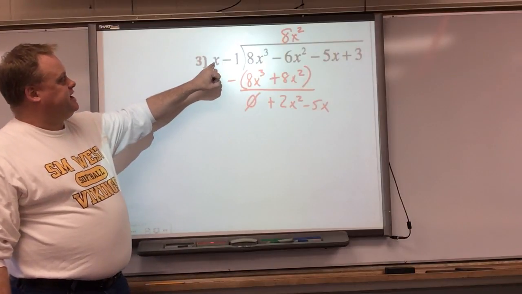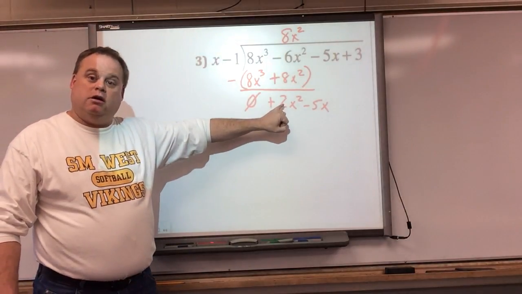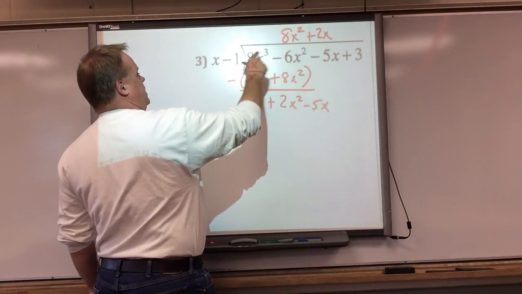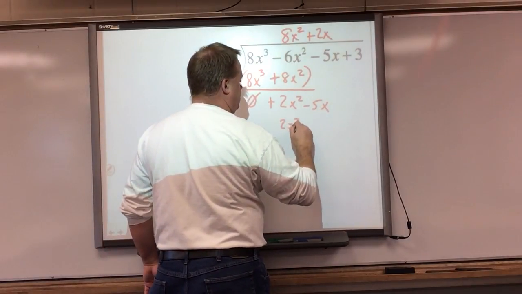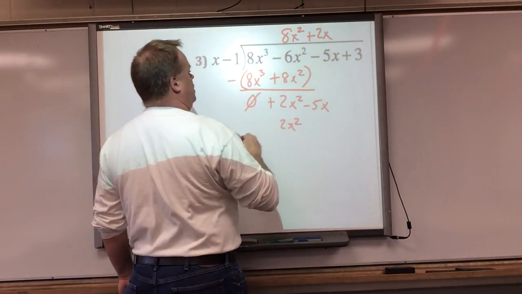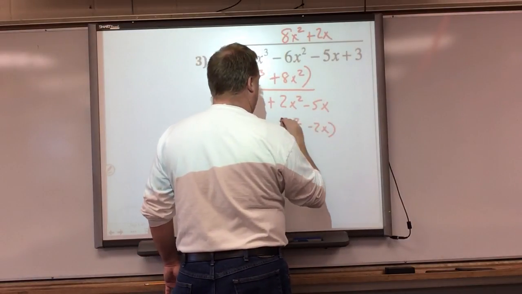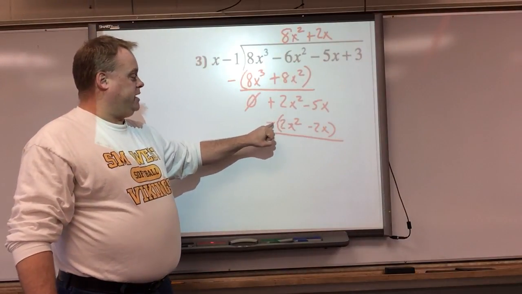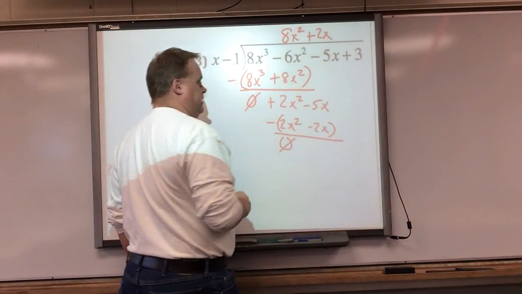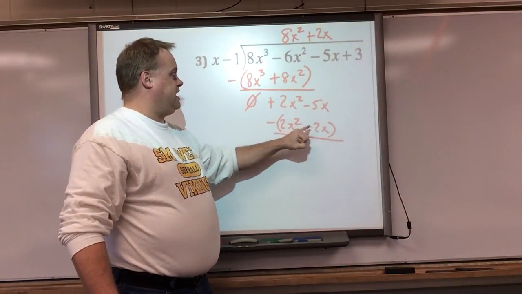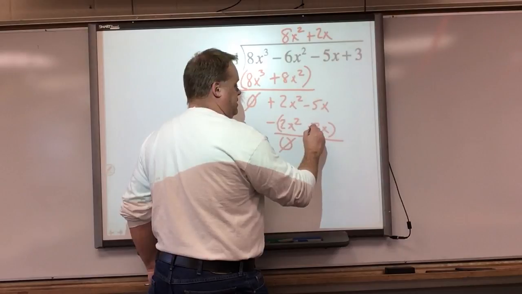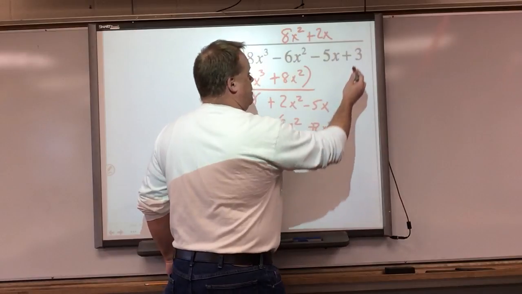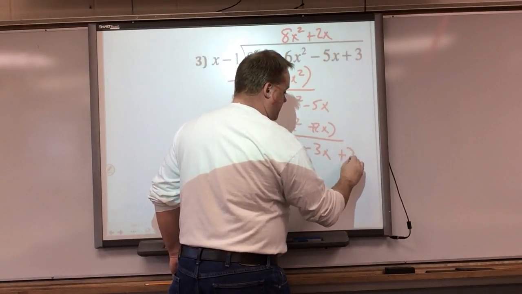What do I have to multiply this x by to make it 2x squared? 2x. That 2x goes on top. 2x times x is 2x squared. 2x times negative 1 is a negative 2x. Put it inside parentheses and subtract. 2x squared minus 2x squared, nothing left over. Negative 5x minus a negative 2x, this 2x becomes positive. Negative 5x plus 2x becomes a negative 3x. Bring down the 3.